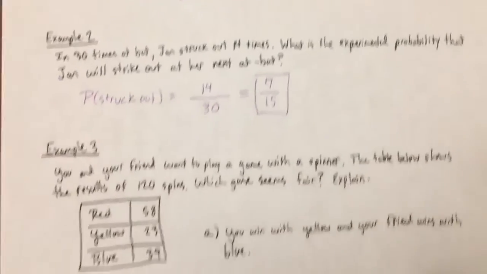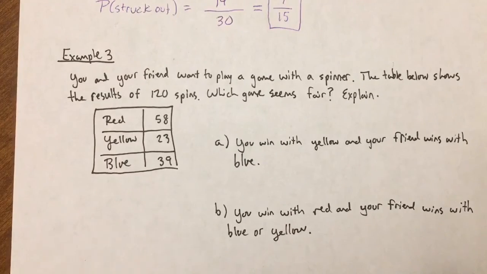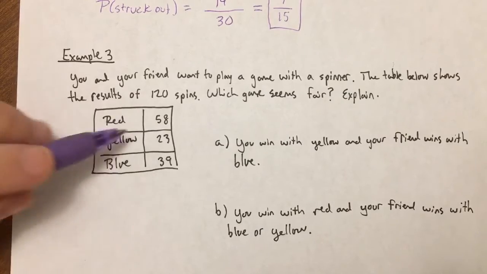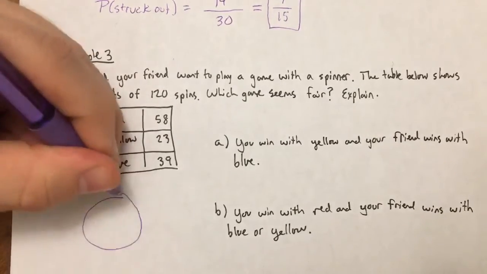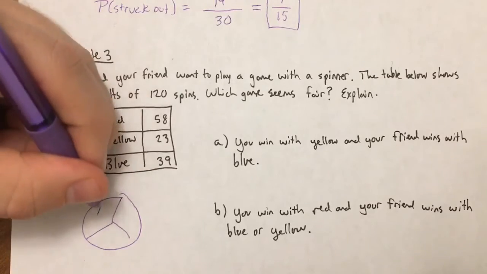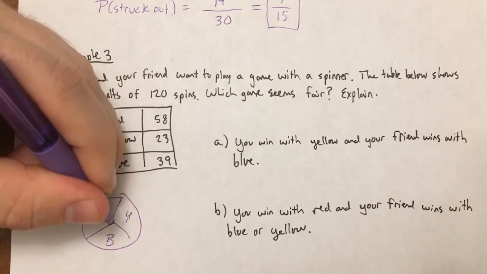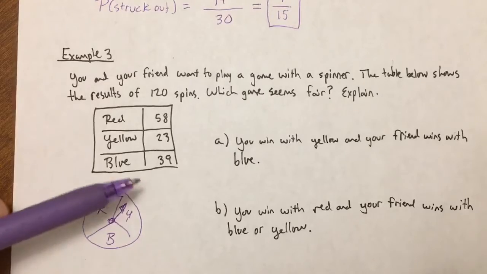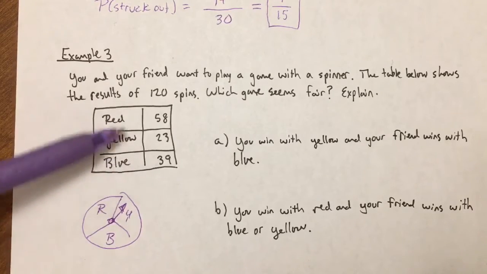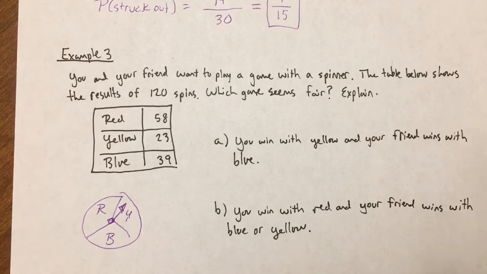So let's take a look at number 3. This is a little bit of an analyzing question. It says, you and your friend want to play a game with a spinner, and the table shows the results of 120 spins. You have to determine from these two situations which game seems fair and give a reason for your answer. So we're dealing with a spinner that has 3 different colored sections on it. We've got red, yellow, and blue. In this game, the spinner is spun 120 times, and this is the result of the data that we gather from our experimental probability.